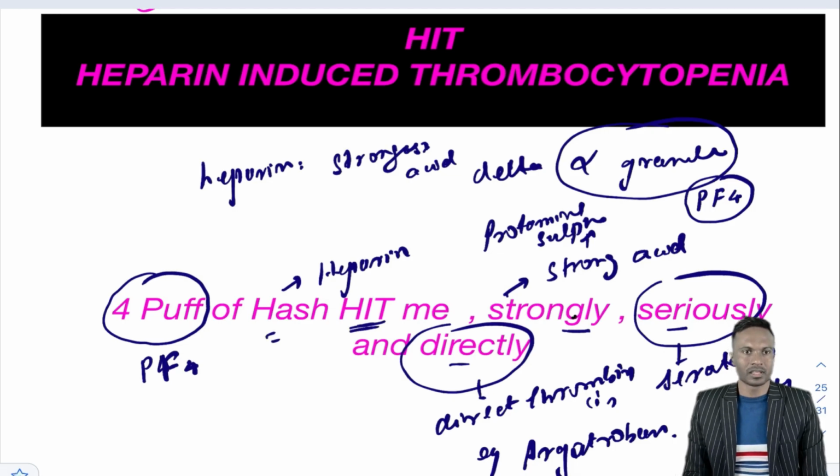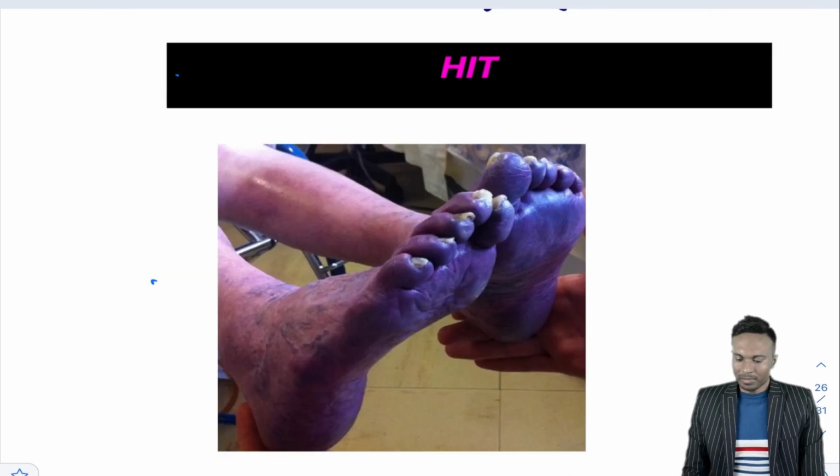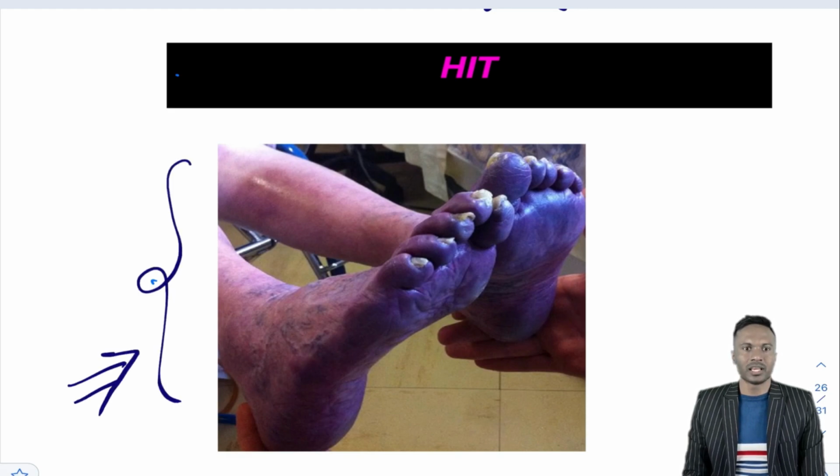H means heparin. Strongly, strongest acid, so it will be treated by protamine sulfate, the strongest base. Then seriously, seriously means serotonin assay. And then how to replace anticoagulant with other, you have directly in form of direct thrombin inhibitors, that is argatroban. So guys, in comment section do let me know what is this manifestation of HIT known as.